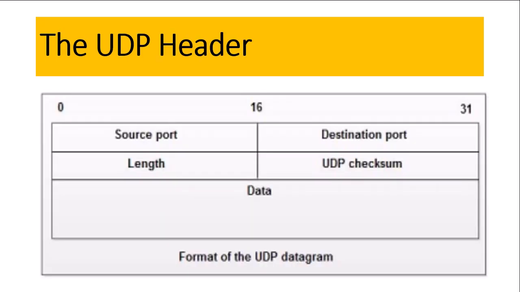We can see that the UDP header has much fewer fields than the TCP header. It only has the source port number, the destination port number, then the length and UDP checksum, and then the data. So it has much fewer fields than the TCP header.